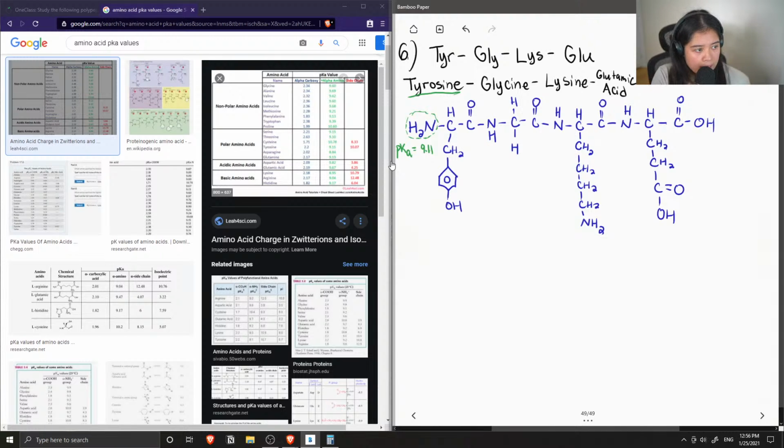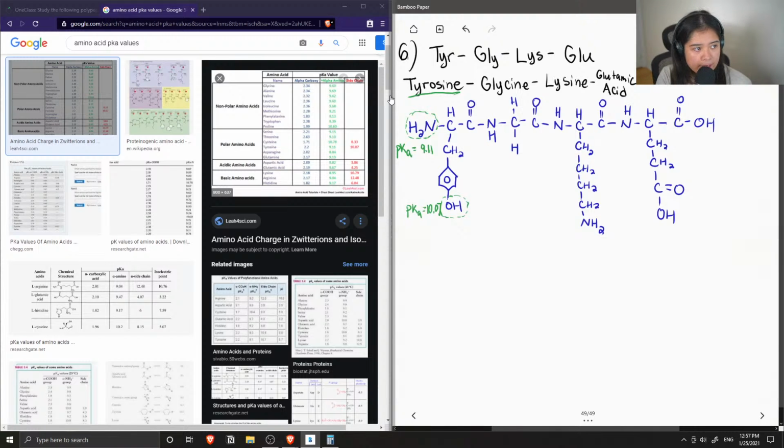And we don't have to worry about its alpha carboxy group because it is part of the chain, so it doesn't have a hydrogen there. But we also want to look at its side chain. The side chain, which is the alcohol group on the phenyl ring, has a pKa of 10.07. I'm also going to circle this and say the pKa is 10.07. Okay, so now that was all of the tyrosine.